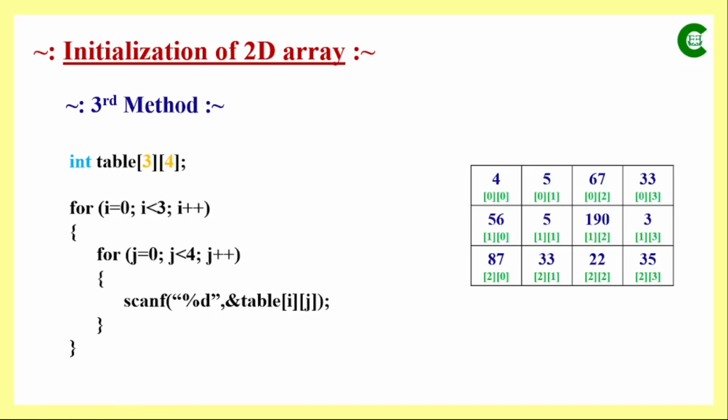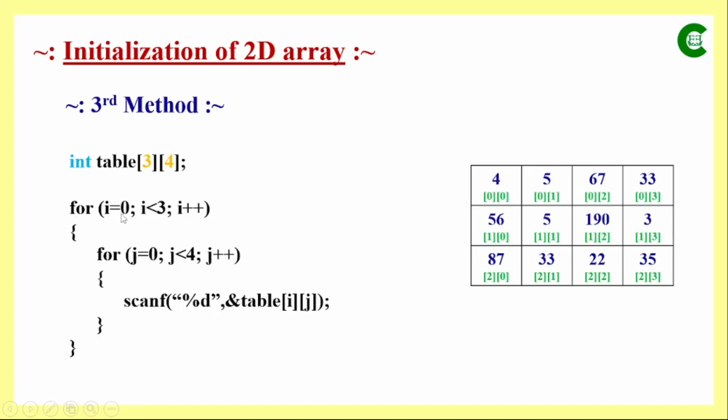So all the elements that we enter from the terminal will be stored in the second row one by one. And then when that is done, again the control of the program will go to the outer loop. The i value will now be 2, and then again the value of j will change from 0 to 3. So all the elements that we enter from the terminal will be stored in the third row one by one, and then again the control of the program will come here.